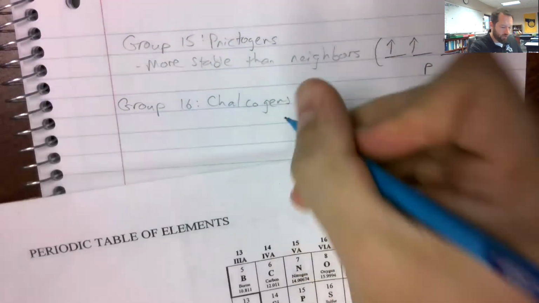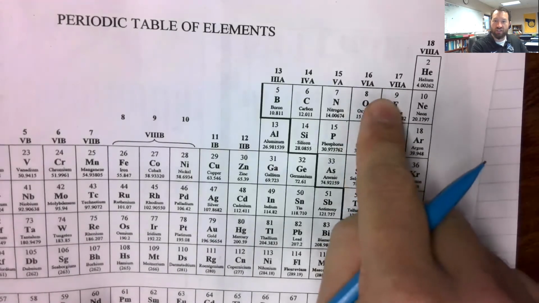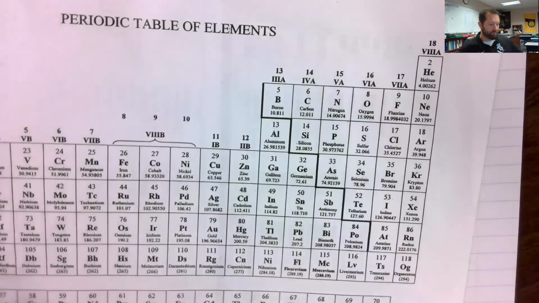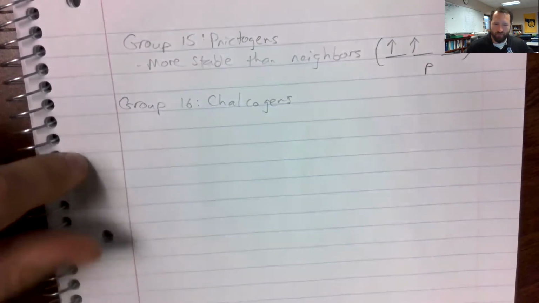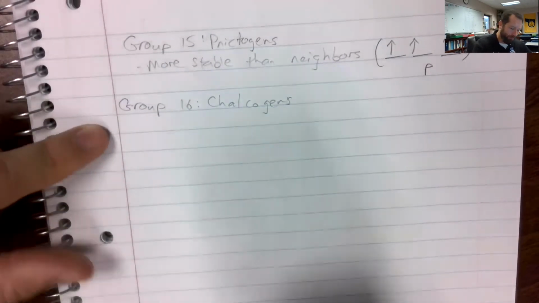Group 16 are called the chalcogens. That's this group here under oxygen. Again, I don't really have any other notes to add for these guys. To be honest with you, you just got to kind of know the name.